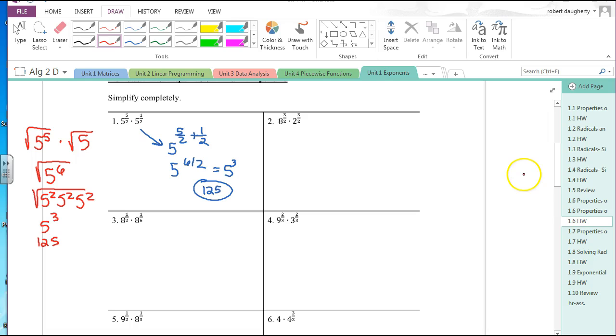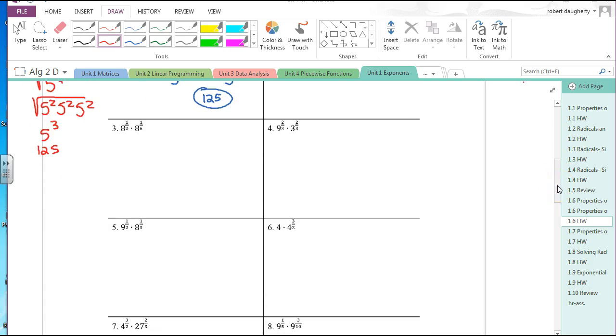If I look at something like this, look at number 4, 9 to the 2/3 times 3 to the 2/3. Can I add those exponents? No, why not? Why can't I add the exponents? I've got a 9 and a 3, but if they were both the same number, could I add the exponents? So what if I wrote this as 3 squared to the 2/3 times 3 to the 2/3?